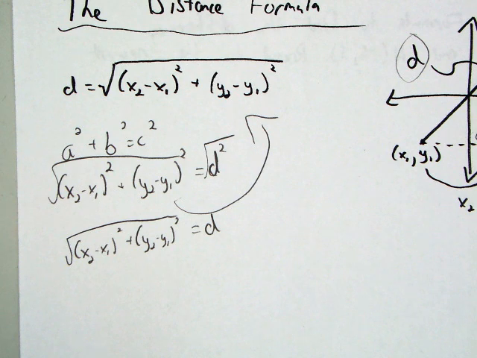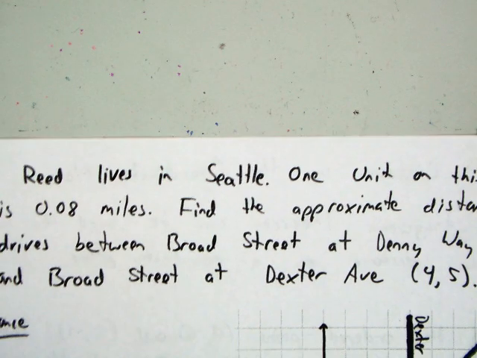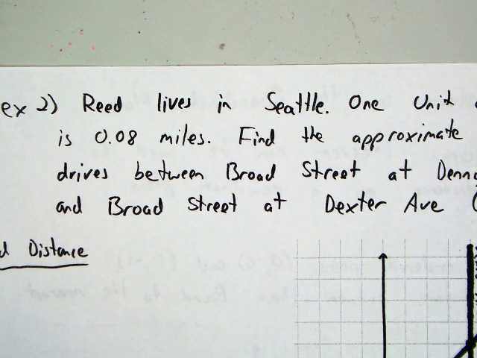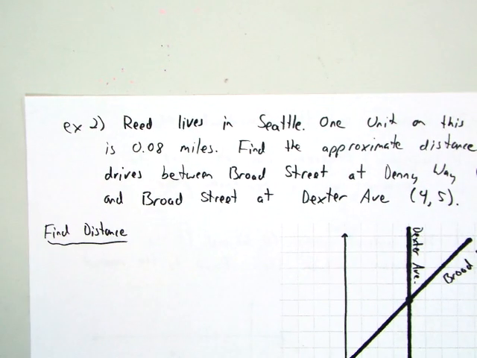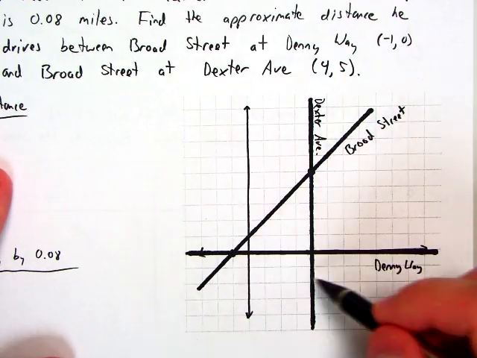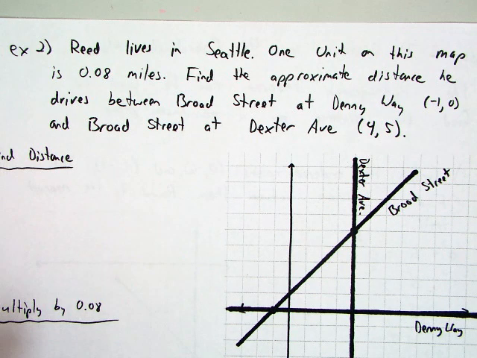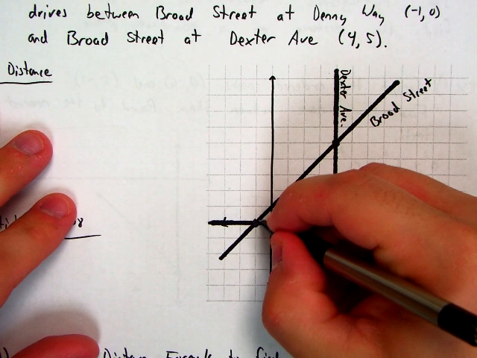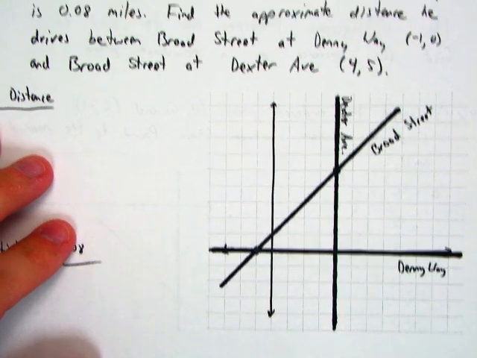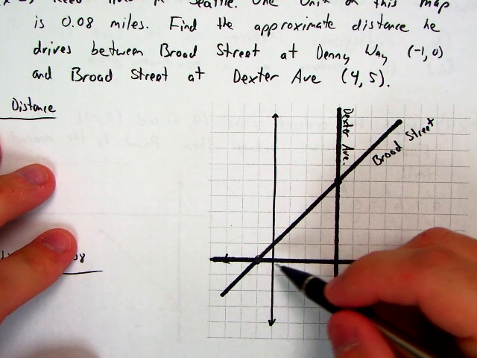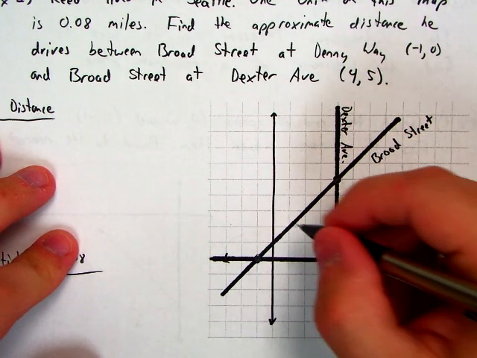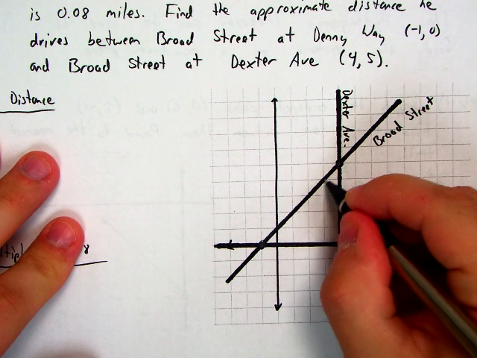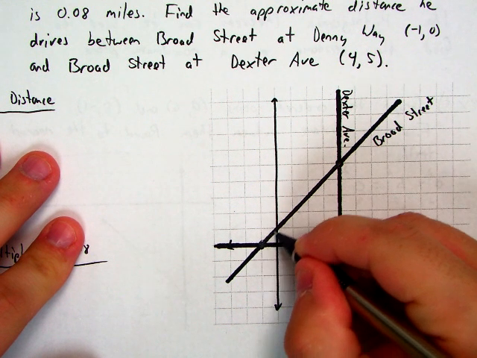So let's do some examples here. Example 2, it says Reed lives in Seattle. 1 unit on this map, so this is the map here, is 0.08 miles. Find the approximate distance that he drives between Broad Street at Denny Way, which is going to be right here, and Broad Street at Dexter Avenue, which is right here. So we're finding this distance along this road that he travels.